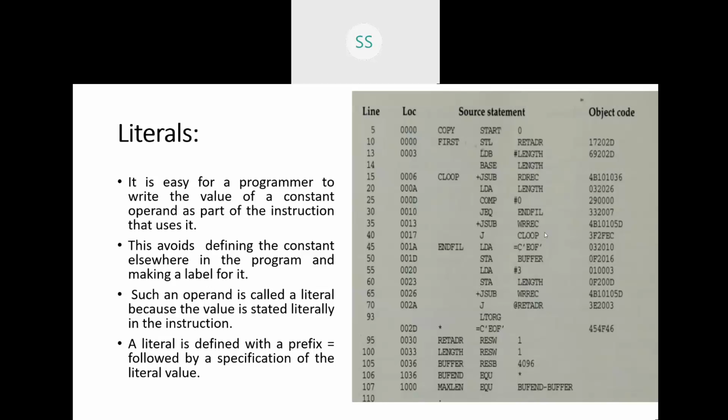So when you can write such kind of constant values in your instructions, they are said to be called as literal. They are said to be basically called as literal. This avoids defining the constant elsewhere in the program and making a label for it.